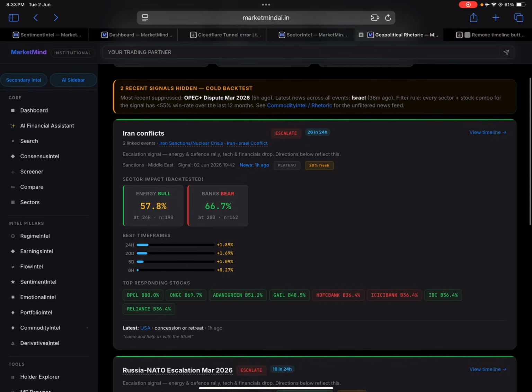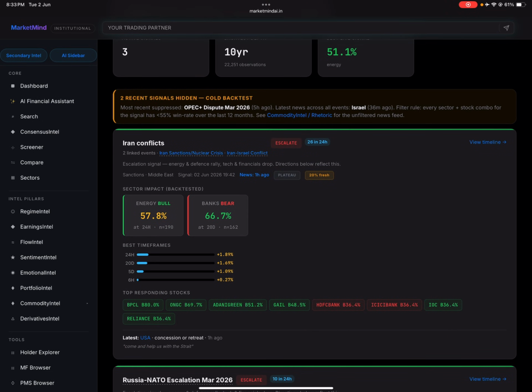But what's interesting here is you get to see the exact stock win rates. So, for example, as we can see here, whenever there's an Iran escalation, BPCL, ONGC have high win rates on the buy side, but IOC, while being from the same category of stocks, has a much lower win rate. Reliance, the same. Now, of course, we know the reasons because half of these are oil intake companies, other half are oil output, etc.